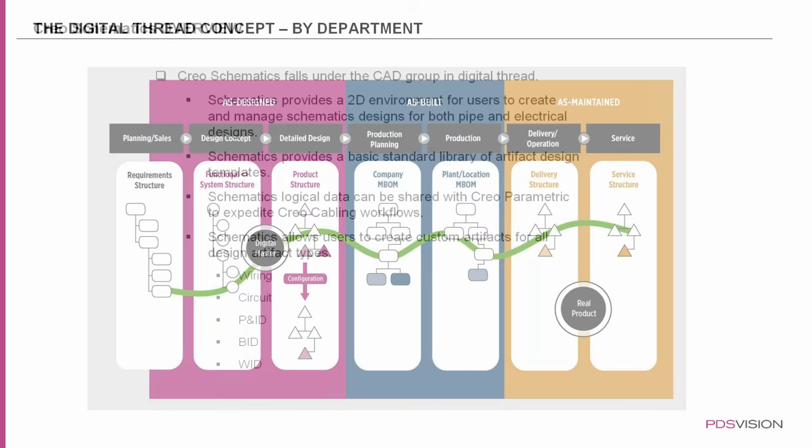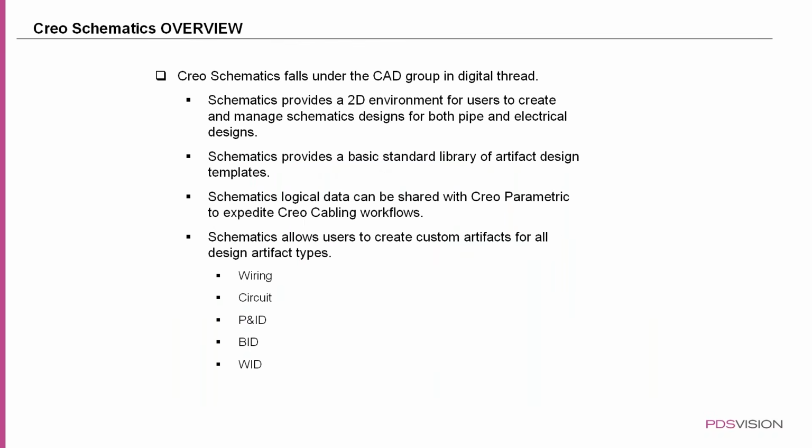Okay, so a little bit about Creo Schematics, what we're going to talk about today, and just some basic background before we start actually looking at some concepts of these things inside of the software. So Creo Schematics falls under the CAD group in the theory of digital thread. It's very central and very focused as it speaks to the beginnings of the actual digital creation in terms of engineering content that would theoretically become physical product.